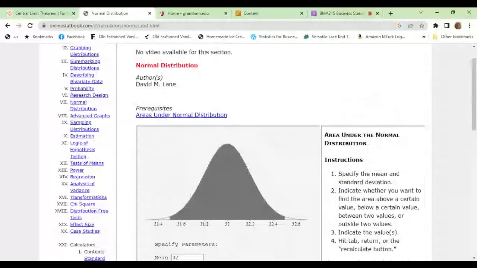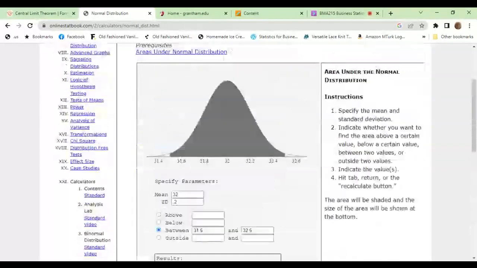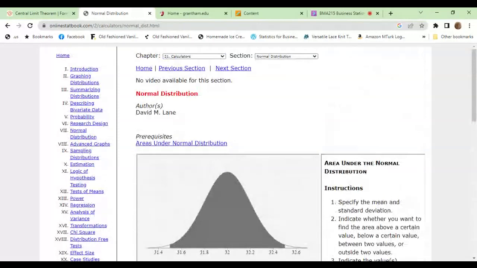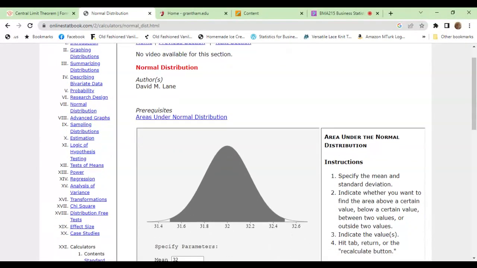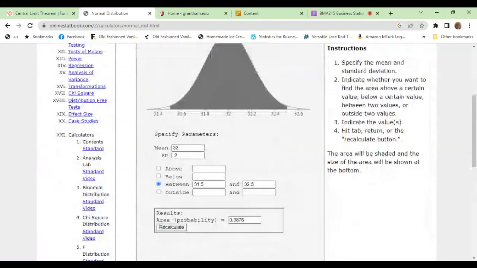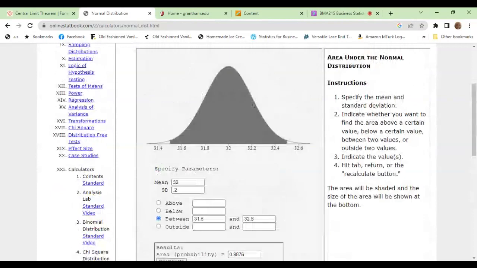So again, this calculator, normal distribution calculator, is number 8 on the left. And if you look at the address, it's onlinestatbook.com. But I put the link in the announcement. And when I post this video, I'll also put the link in for this calculator. There's many out there. You don't have to use this one, but I just like it because it has the picture. I'm just looking at the assignment.